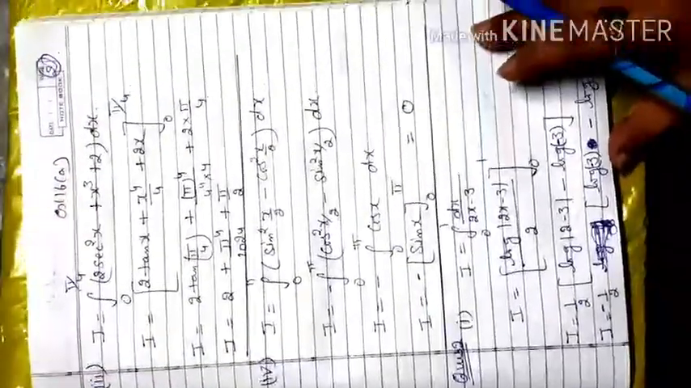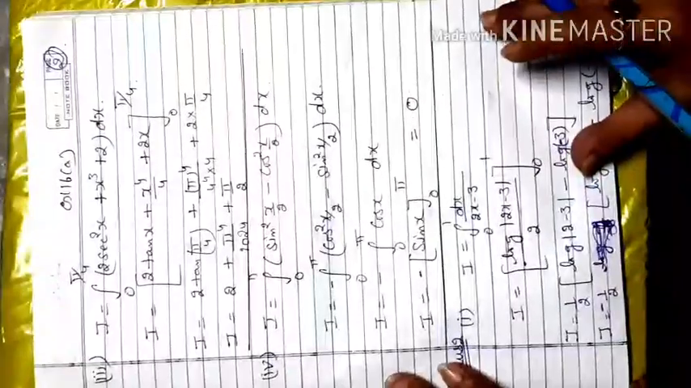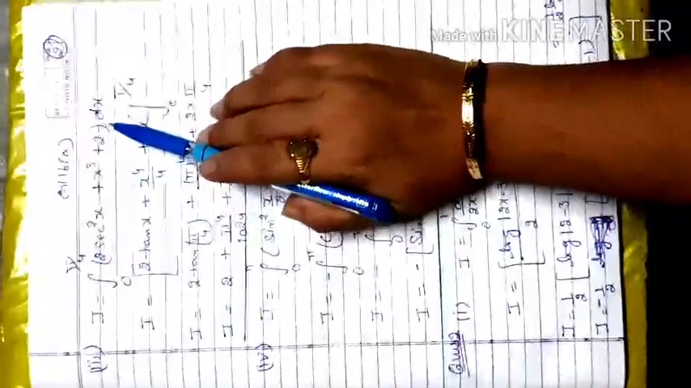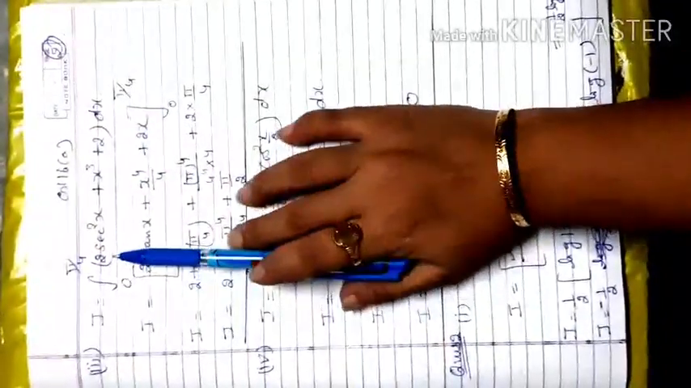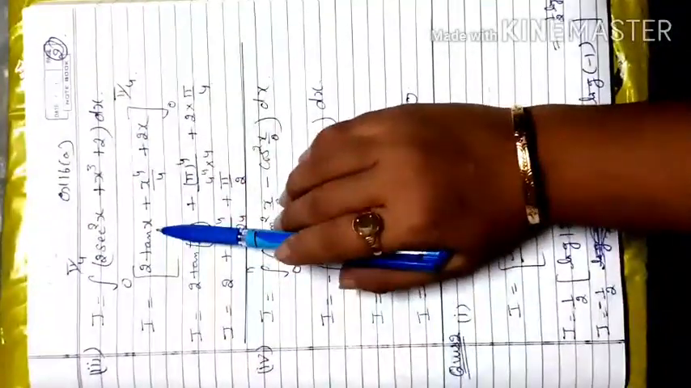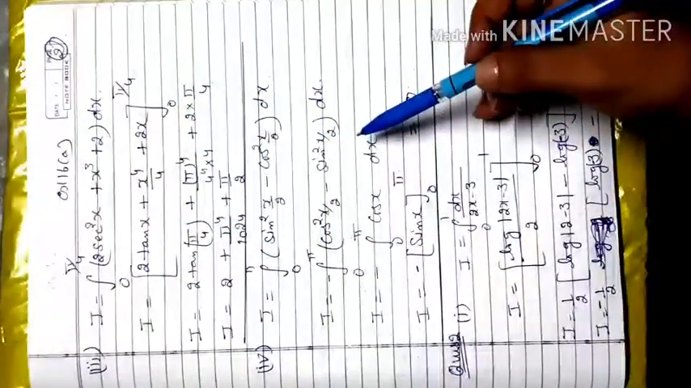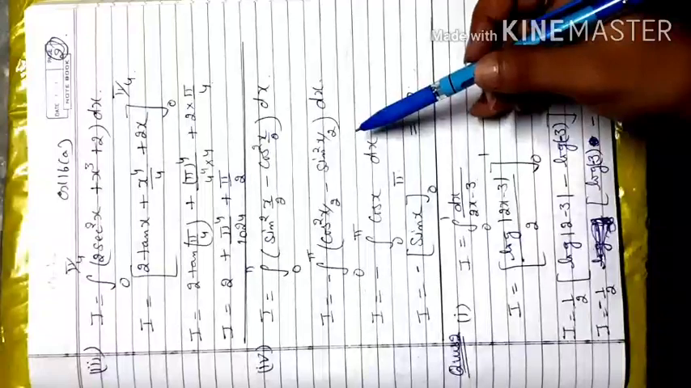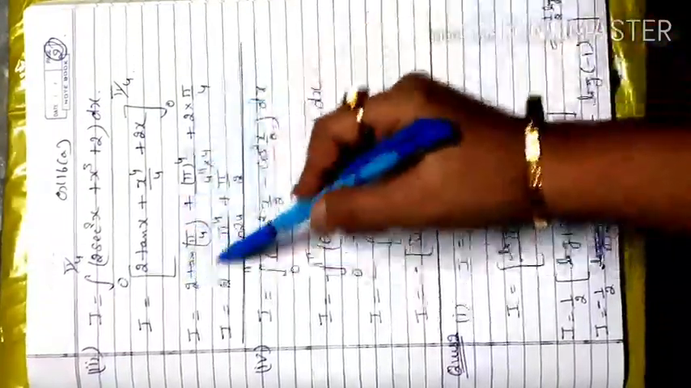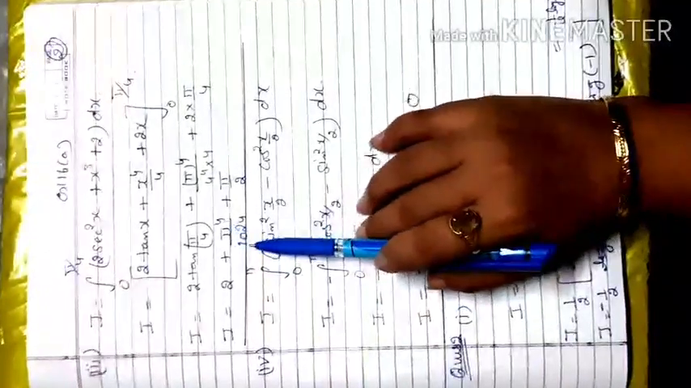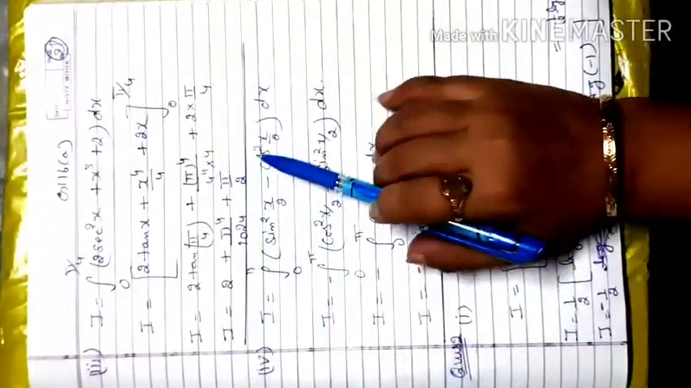Similarly, the third part of the first question is 2 secant square x plus x cube plus 2 dx. Then the integration of secant square is tan x, x to the power 4 by 4, 2x. Then you apply the limit 0 to pi by 4. First you apply pi by 4, but when you apply 0, all will be 0, so we only write pi by 4. After calculation you get 2 plus pi 4 by 1024 plus pi by 2.